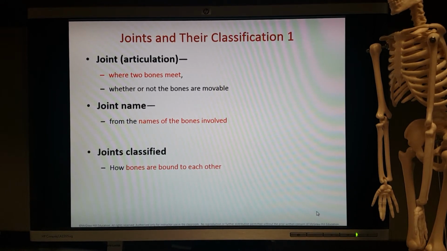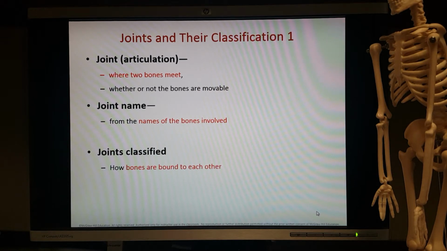So a joint is also called an articulation. That's the point where two bones meet. It doesn't matter whether or not that joint is movable. It's just where your two different bones meet. The name for the joint is made from the bones that are involved in the joint, so you're able to figure out where that joint is just based on the bones that are part of the name of that joint. And joints are classified by how they're bound to each other.